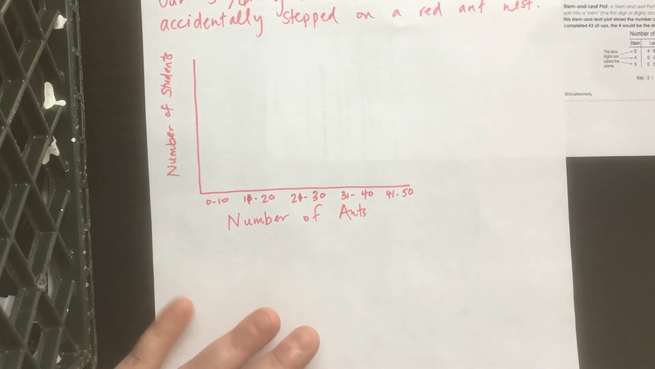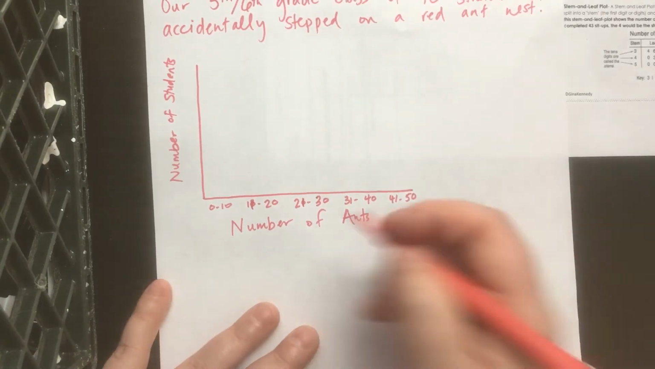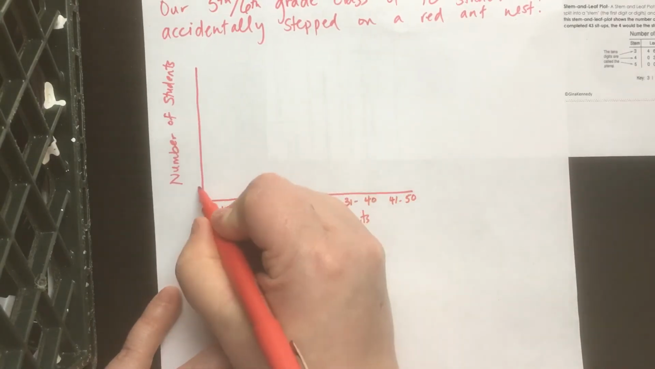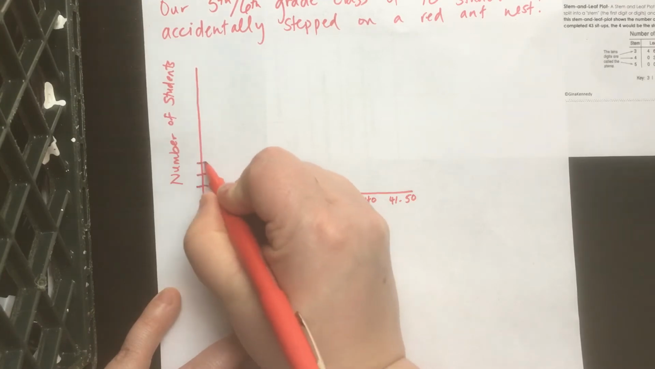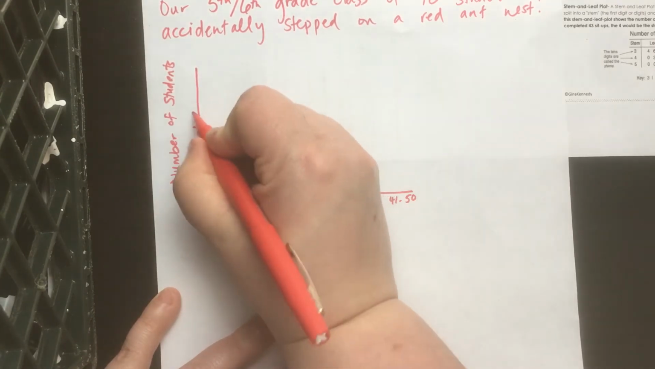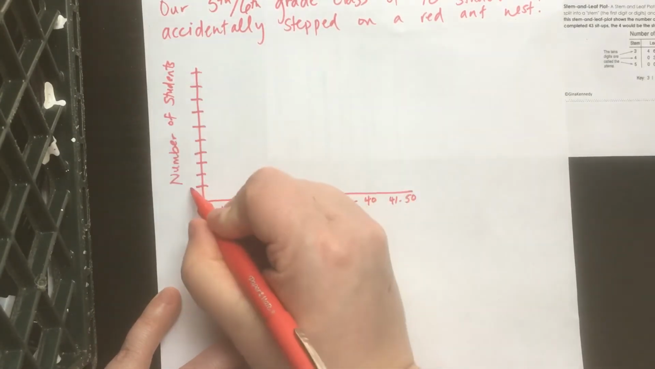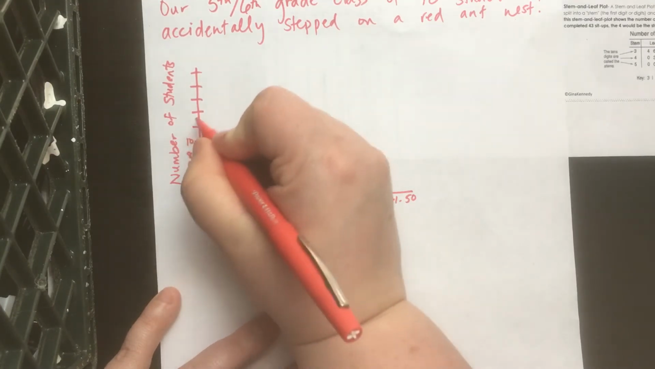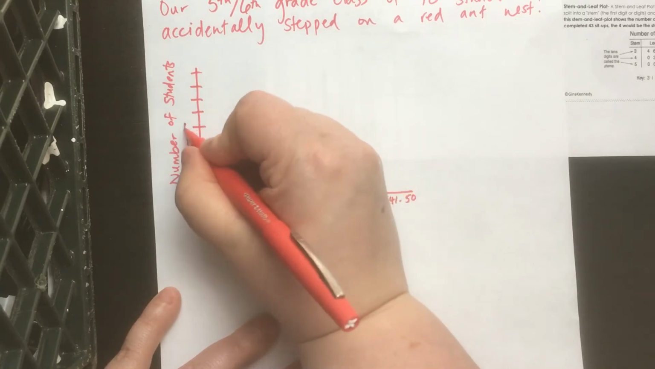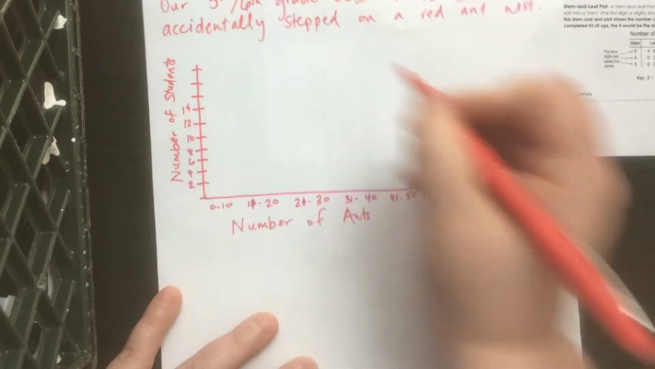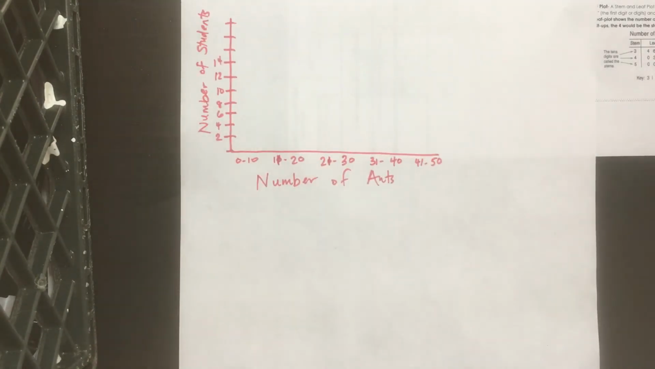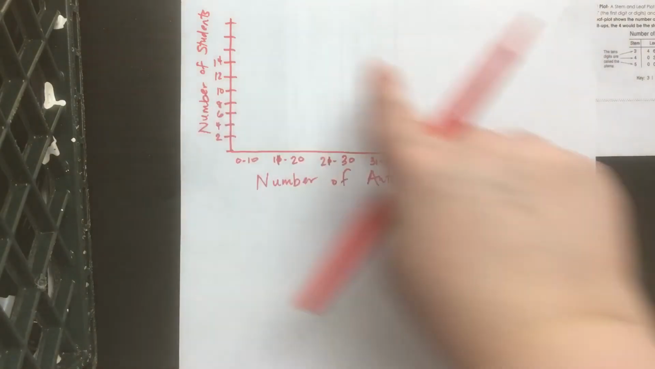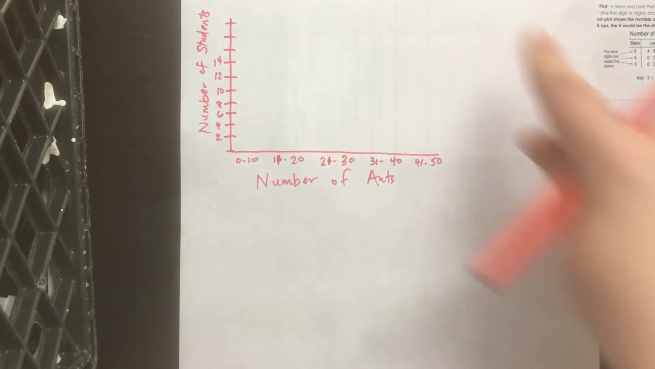And then I am making up, remember, I'm making up my own data, so I'm going to put 2, 4, 6, 8, 10, 12, 14, okay? Or I could put 1, 2, 3, 4, 5, 6, 7, 8, 9, 10, because the total number of students represented is only going to be 18.